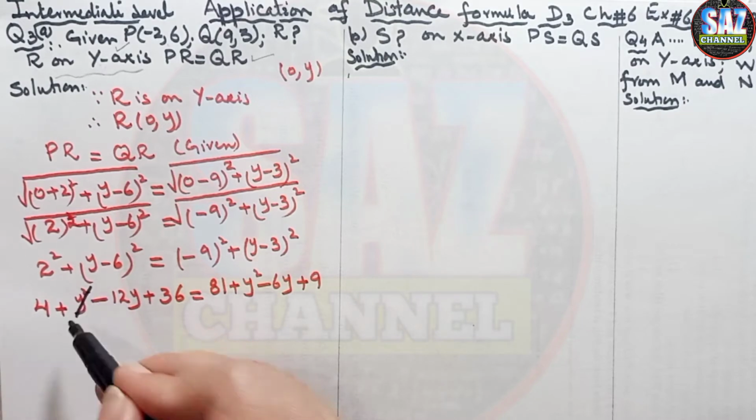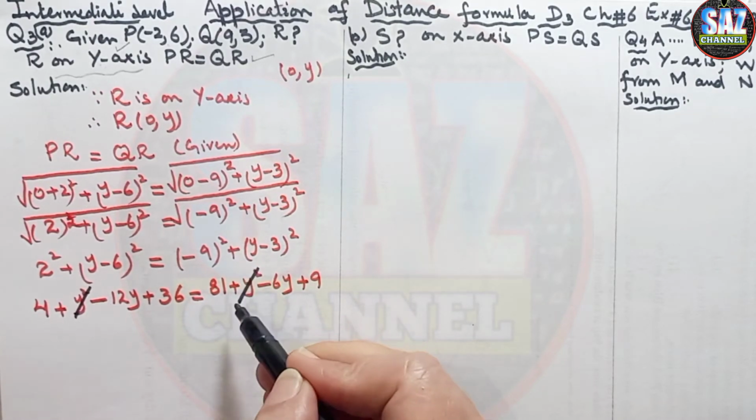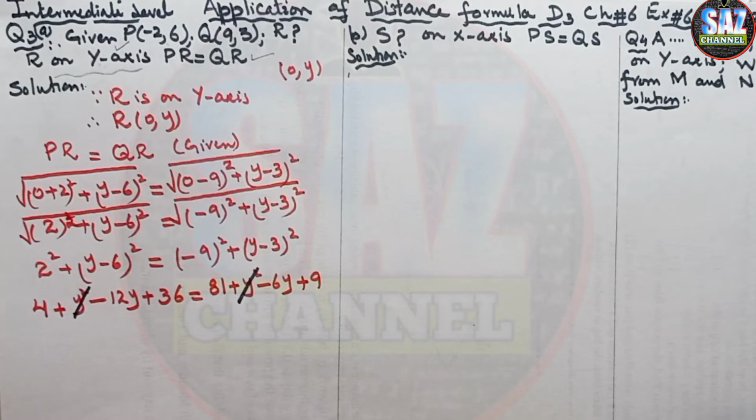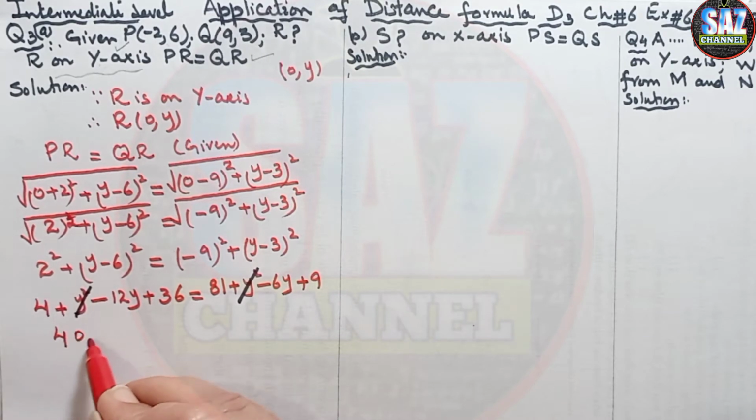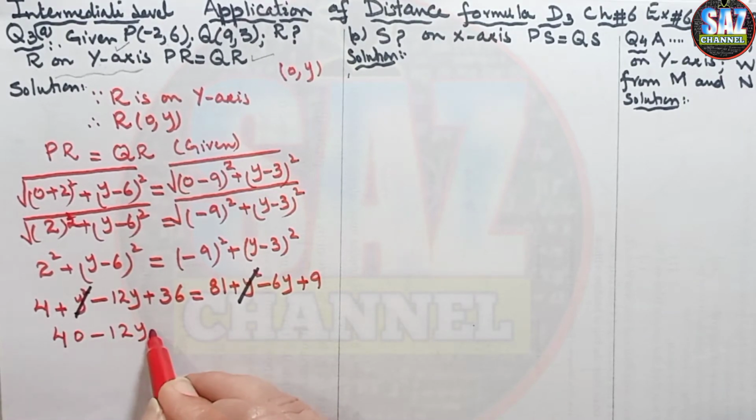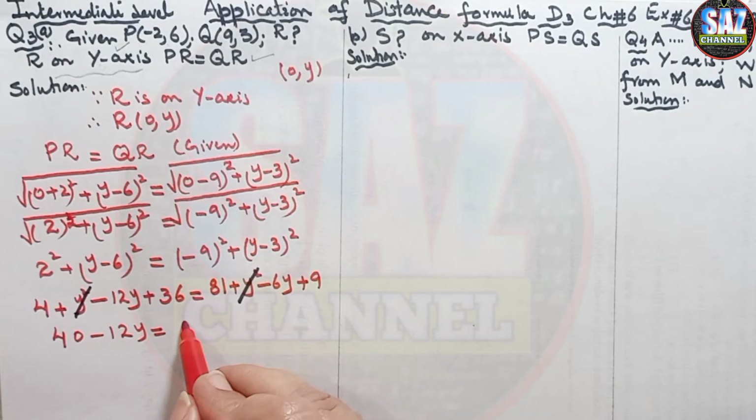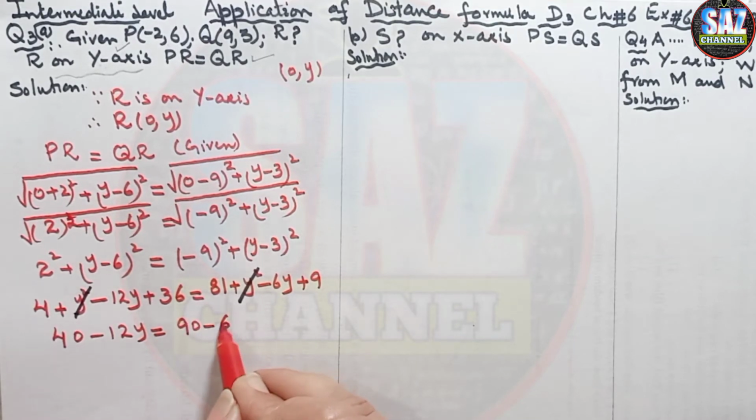Okay, this y square will be going with this y square, and now what I have to do, I have to add up the like terms. Okay, 36 plus 4 will give me 40 minus 12y equals to 81 plus 9 is 90 minus 6y.